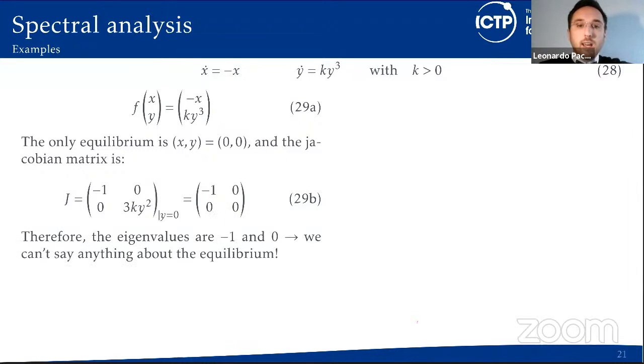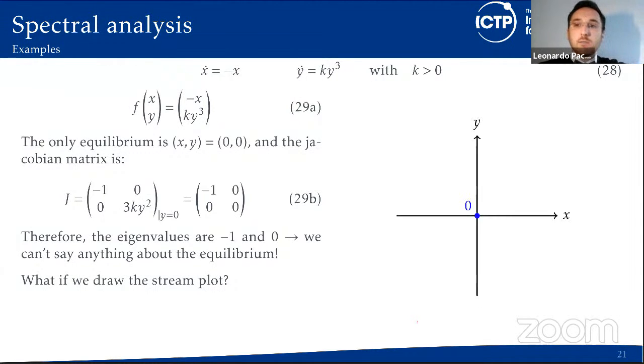So you see that we are exactly in the third case that I've shown you before, in which this system cannot tell us anything about this equilibrium, because one eigenvalue has strictly negative real part, and the other one has 0 real part. So what can we do in this case? Let's try using some tools that we have already seen. So let's try drawing the stream plot of the system. In this case, the state space of the system is the whole bidimensional plane. And here we have our equilibrium, the origin.